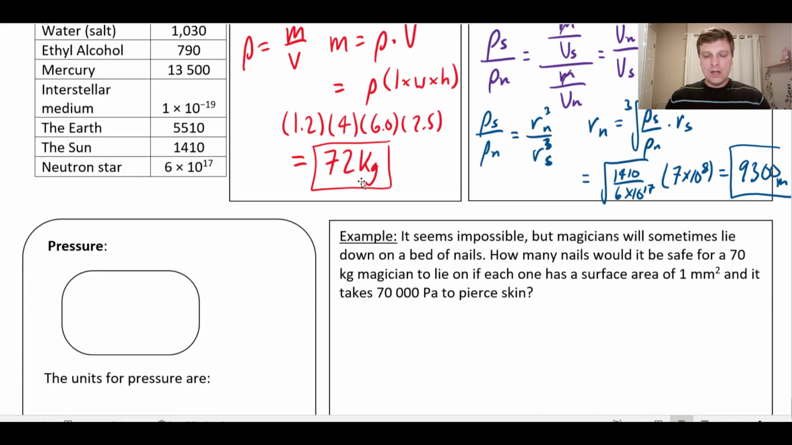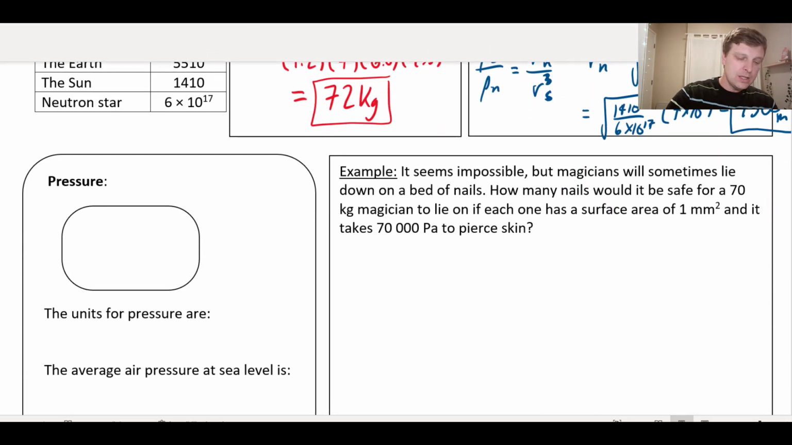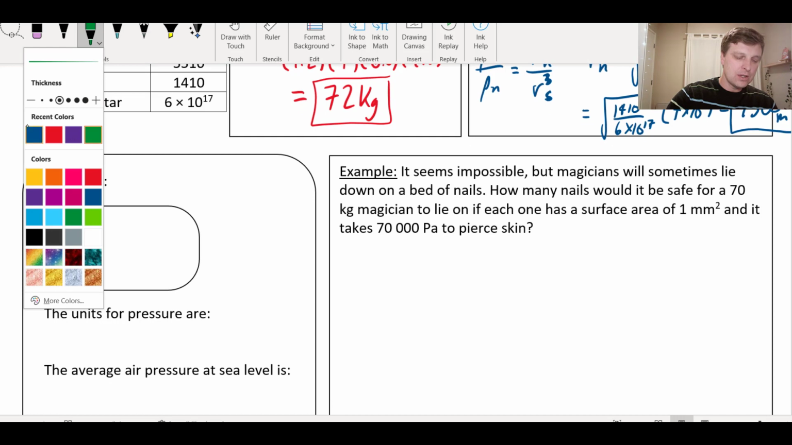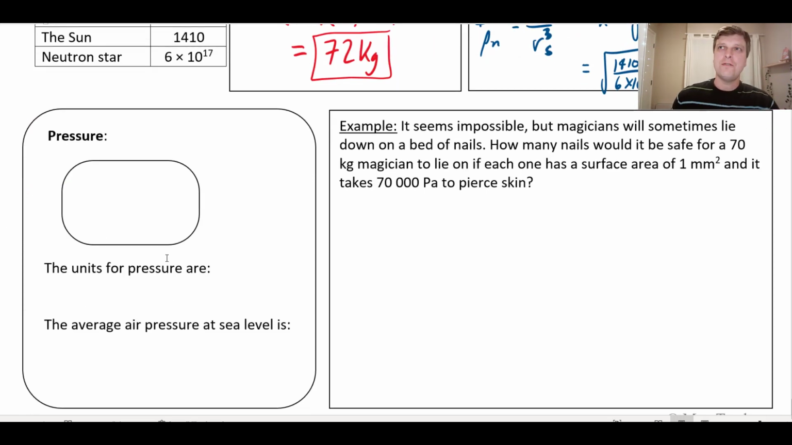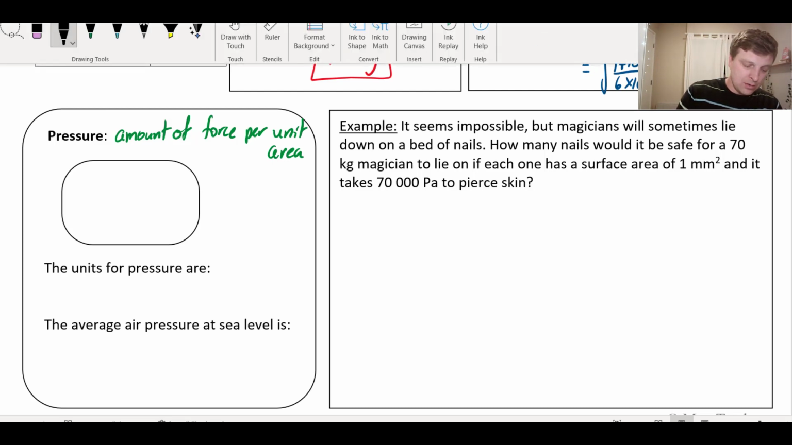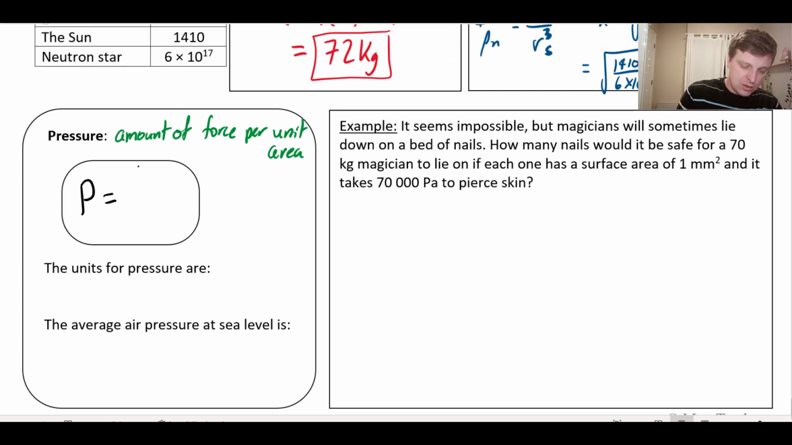So, in addition to talking about density, when we deal with fluids, the other idea that we're going to come back to constantly is pressure, okay? So pressure we define as the amount of force per unit area. So if I want to put that into a formula, you can already picture it here. The pressure is going to equal force over area.